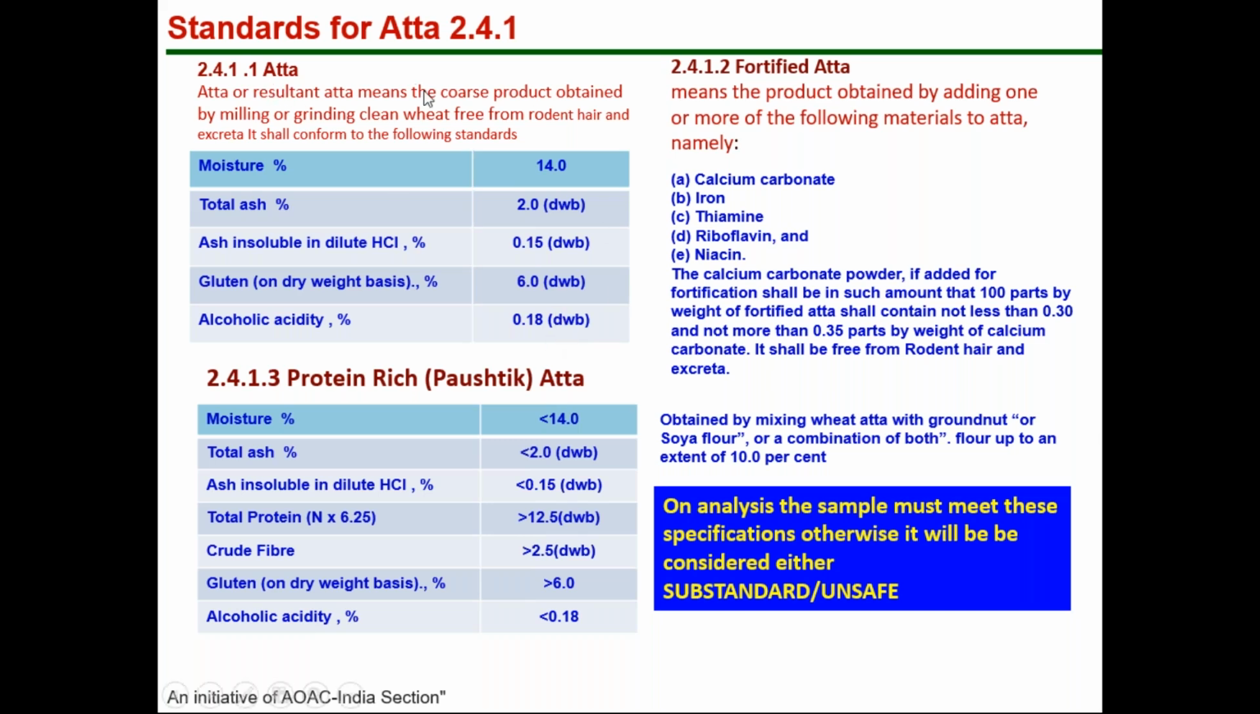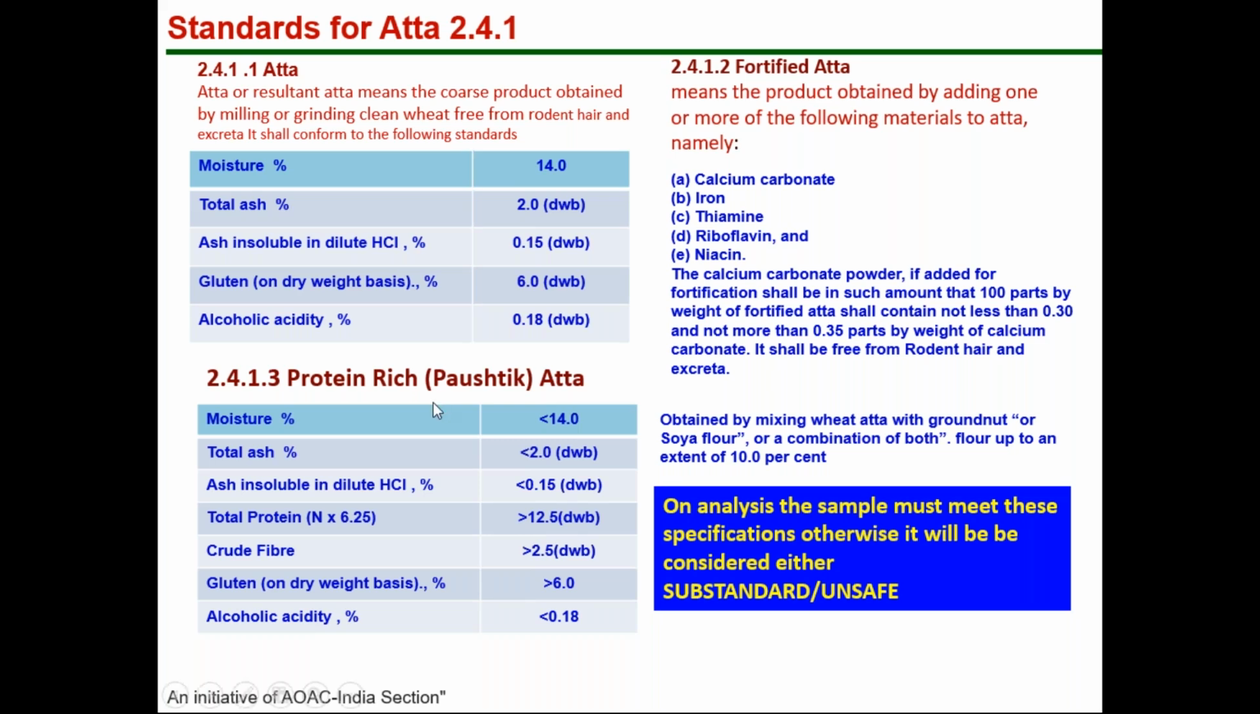Now, under the same category of atta, we have fortified atta, which is 2.4.1.2, and we also have protein-rich Paustik atta. Fortified atta is atta that can be fortified with calcium carbonate, iron, or vitamins, and the levels to which they are fortified are shown. The fortification standard also tells you which salts can be used for fortification.